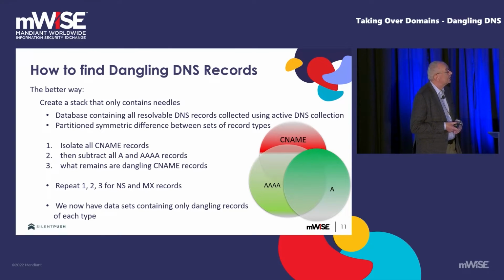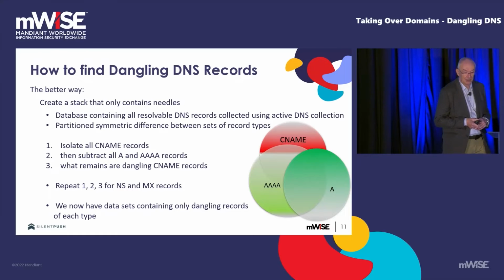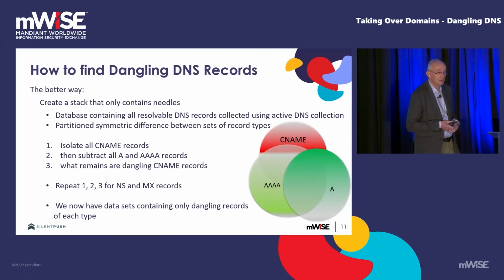So now we can look at doing this with a database-based solution. In theory, that should be able to work at a much bigger scale, because it's no longer brute force. Essentially, we can reduce this to a set problem. What we specifically do in this case is find the partition symmetric difference between the different sets of record types. The way we feed data into this follows the principle from what we saw before, in that CNAMEs point to either A records or quad A records.